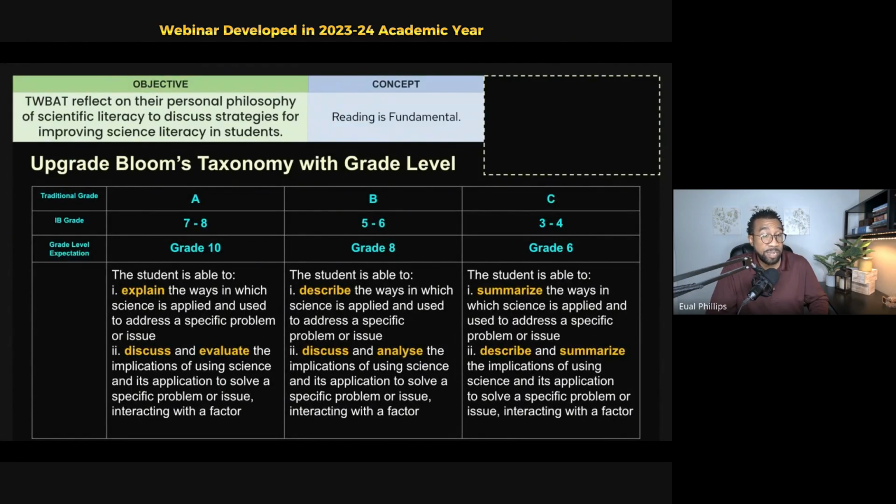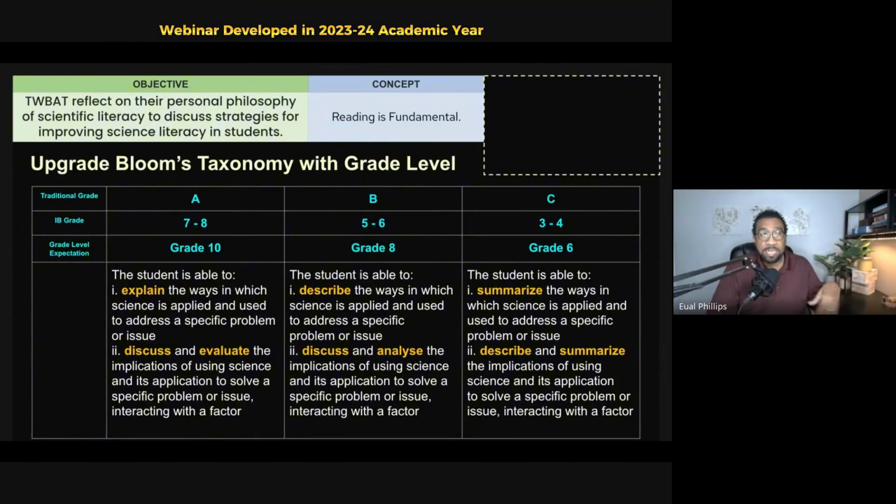So by the 10th grade, an excellent reflection on the impacts of science requires a student to explain the ways in which science is applied and used to address a problem, and then discuss and evaluate the implications of the science and its application. If it's not excellent, this would fall down to an 8th grade comprehension level. An above average reflection on the impacts of science would mean that the student would be able to describe, discuss, and analyze. The average 10th grade student would be able to summarize the science and then describe and summarize some of the implications of using science.